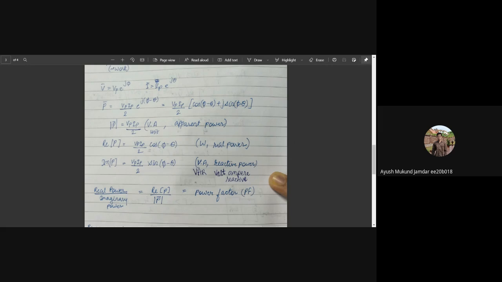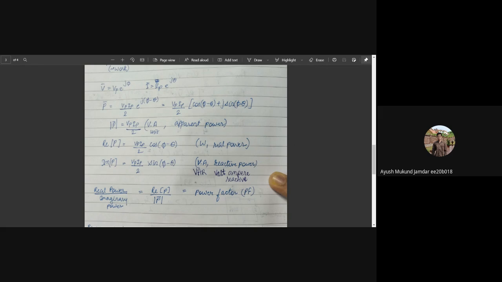Watt is reserved for the real power, the actual power delivered to the load, that is the real part of this complex power, that is VpIp by 2 cos(phi minus theta). And this is called the real power. Third one being the imaginary part of this complex power, that is VpIp by 2 sin(phi minus theta). This is what we call the reactive power, the unit again being VA, or also represented as VAR, that is volt ampere, and R stands for reactive.